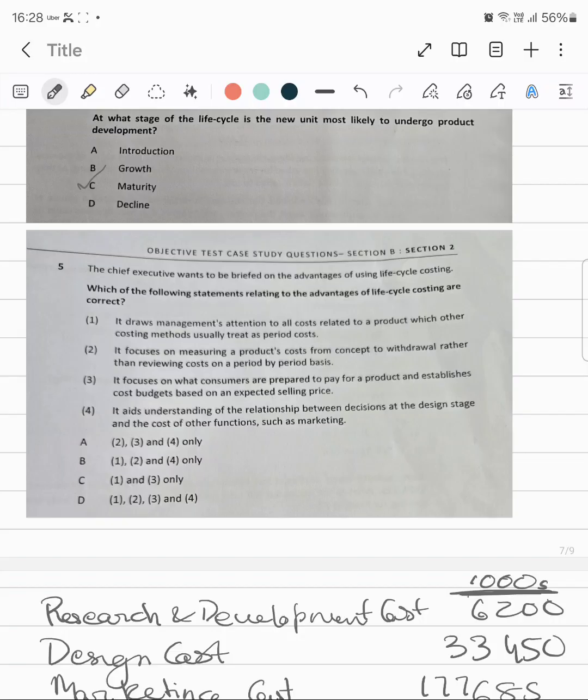Let's see. And then it is saying it aids in understanding the relationship between the decisions at the design stage and the cost of other functions such as marketing. Let me read it again. It aids in understanding the relationship between the decisions at this design stage and the cost of other functions. Yes, because it needs to consider what kind of cost will be incurred at every stage of the life cycle of the product.